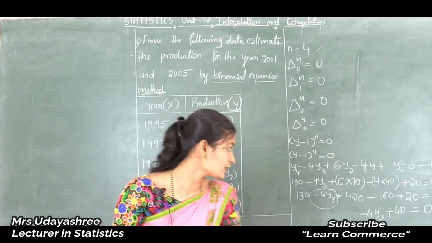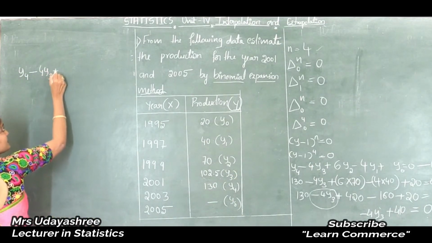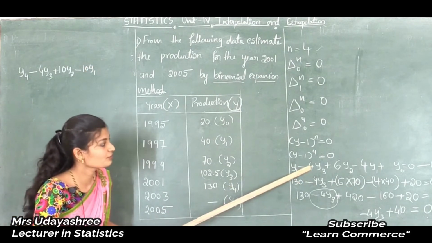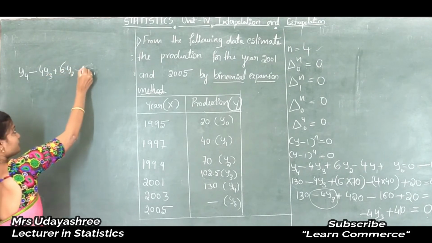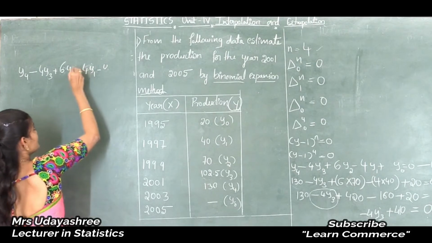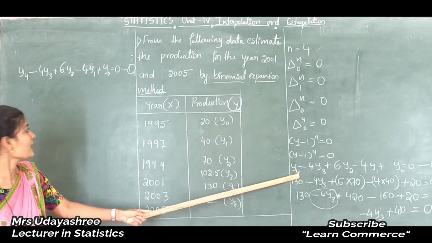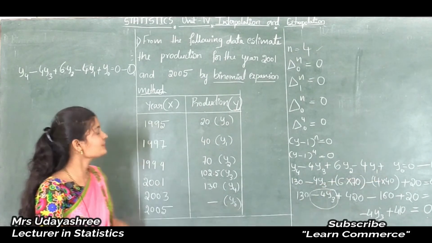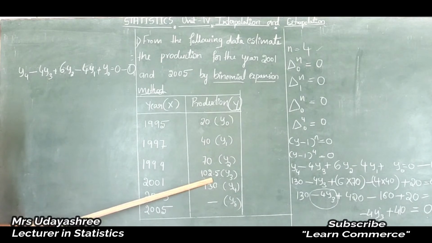See the first equation. The first equation is y4 minus 4y3 plus 6y2 minus 4y1 plus y0 is equal to 0. This is equation 1. So what is equation 1, student? Equation 1 is y4 minus 4y3 plus 6y2 minus 4y1 plus y0 is equal to 0. Using equation number 1, we found the first missing value, that is y3. Here one more missing value is there, therefore we need to write the second equation.